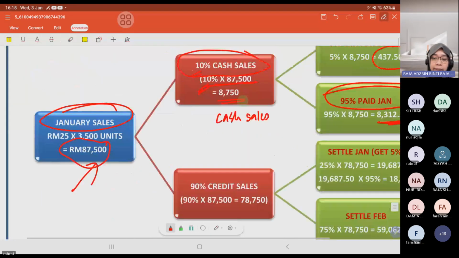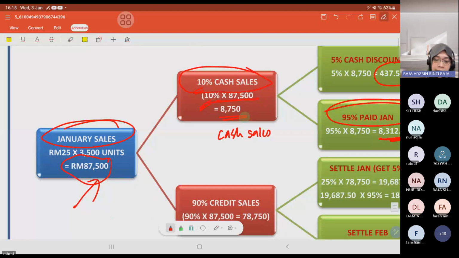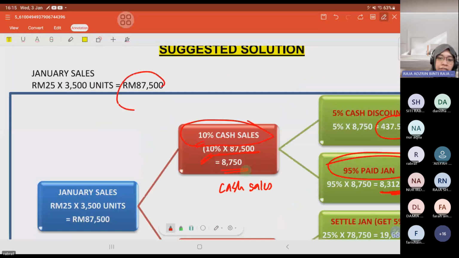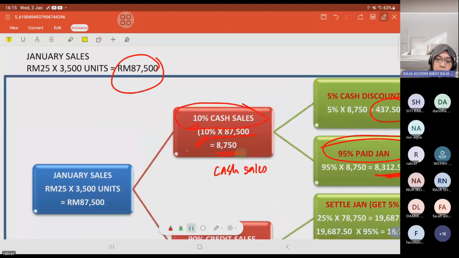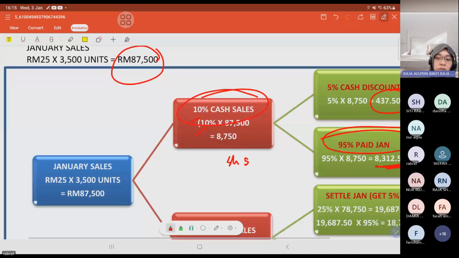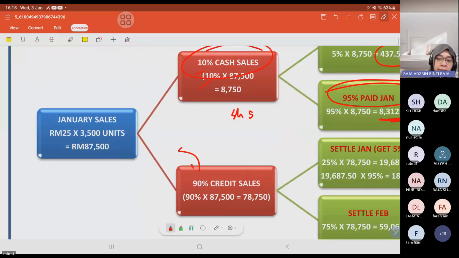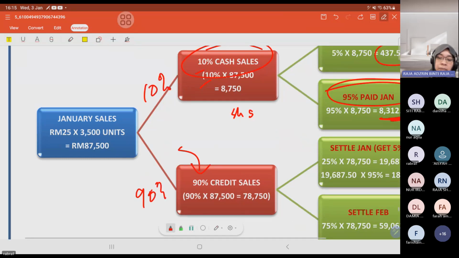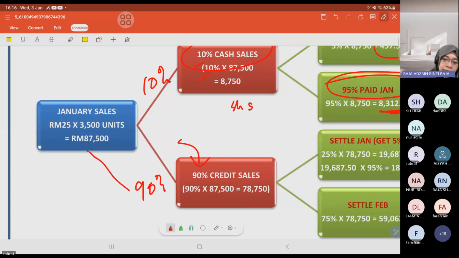So 90% adalah credit sales. So saya ulang balik. Out of that, total sales berapa? Total sales tadi adalah 87,500. Out of that 87,500, you will have 10% of your cash sales. 10% cash, jadi understood lah 90% will be on credit. So 90% will be on credit. So 90% daripada apa? Daripada 87,500. So you will get 78,750.